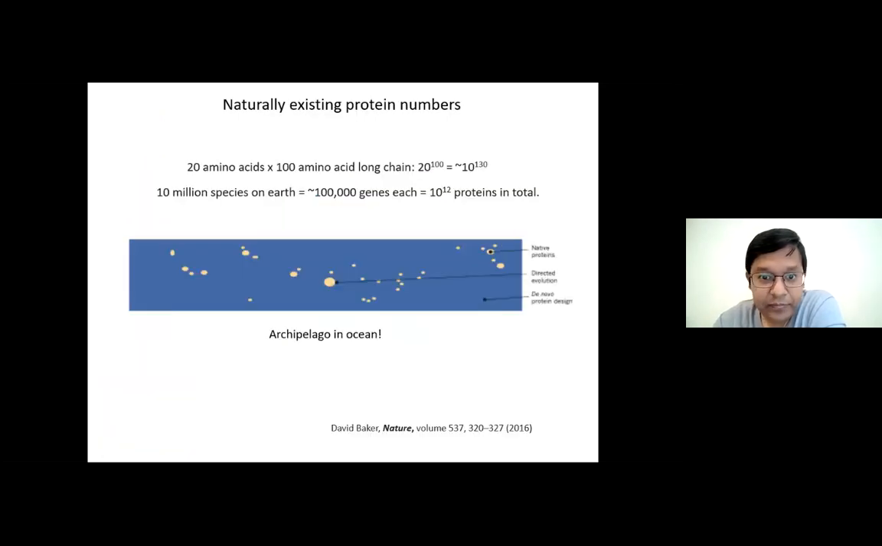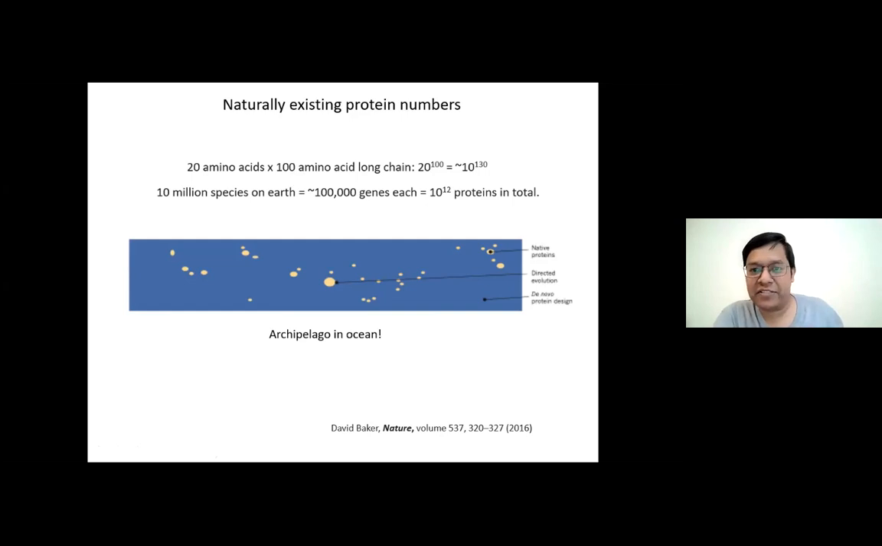Before I move to what we do, I just want to emphasize something. I was telling you that there are 20 amino acids, right? And the typical length of a protein would be about, let's say, 100 amino acids long, and that 100 is a very arbitrary number I'm throwing out here. It could be 200.